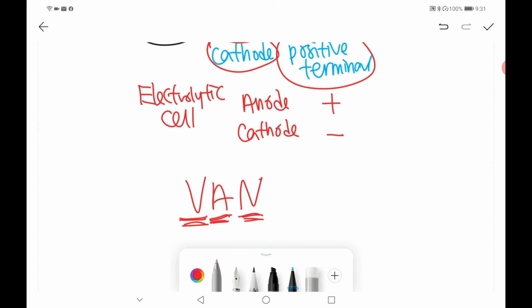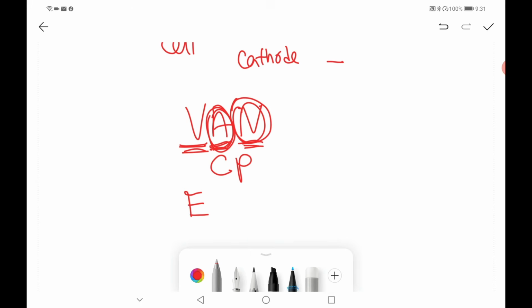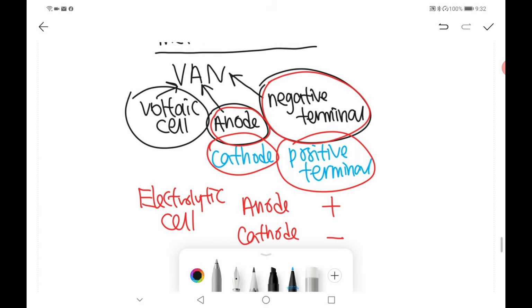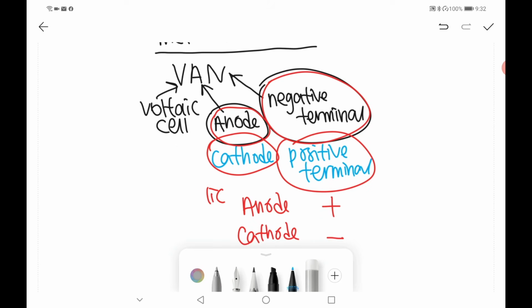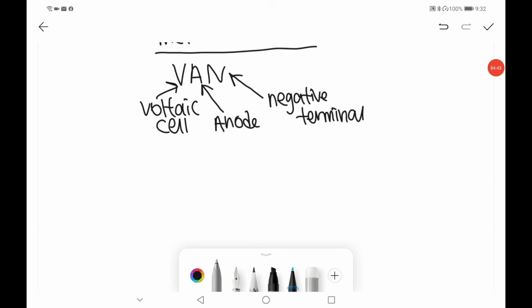So from there, you will know already the cathode will be the positive terminal. Anode is negative, cathode is positive. This is for Voltaic Cell. Then for electrolysis, it's reversed: the anode will become positive, the cathode will become negative. So we just use VAN and we can predict the rest. This is how it works. So learn smart. You don't memorize everything, because if you memorize every single thing, it's very, very confusing.